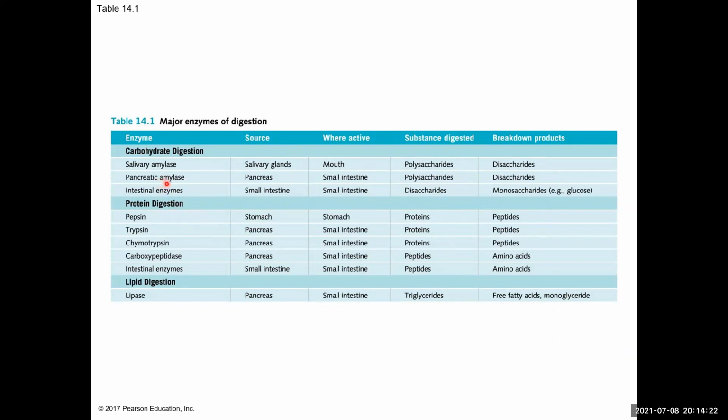So, for example, pancreatic amylase will break down polysaccharides and turn them into disaccharides, right? Whereas trypsin comes from the pancreas. It breaks down proteins into peptides, okay? You don't have to memorize these, but this is just there to show you what digestive enzymes do what.